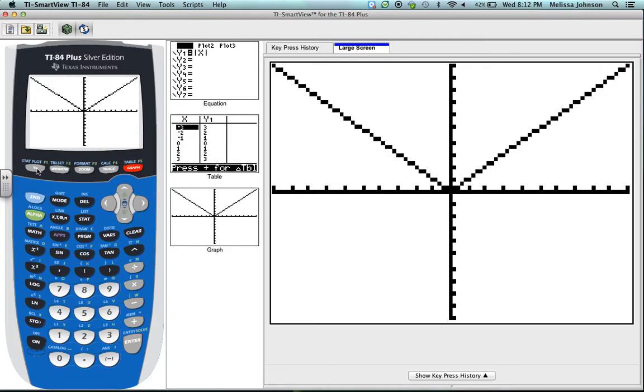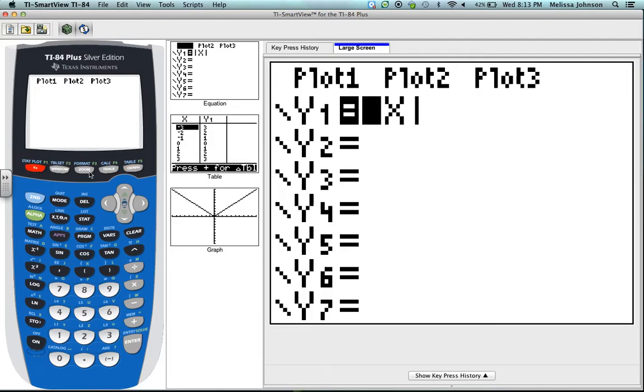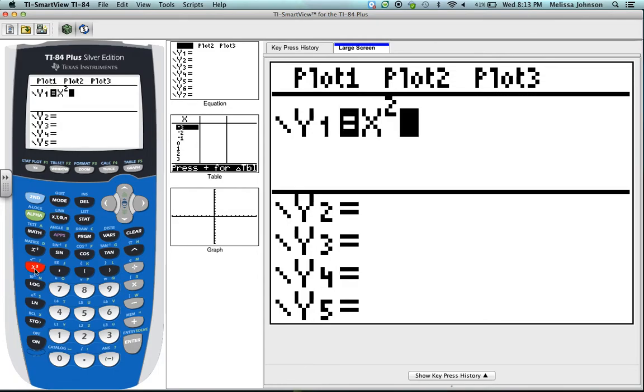It's the x squared. Go to your y equals. We'll change this one up. Clear out what you had before. Here's your x button, and then we have an x squared button that we can use. We can also hit the caret button, which is here.